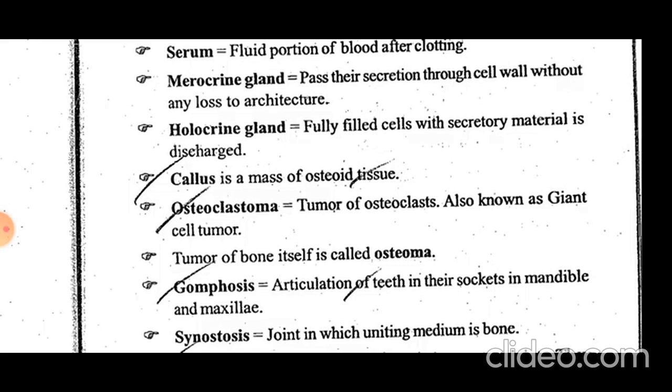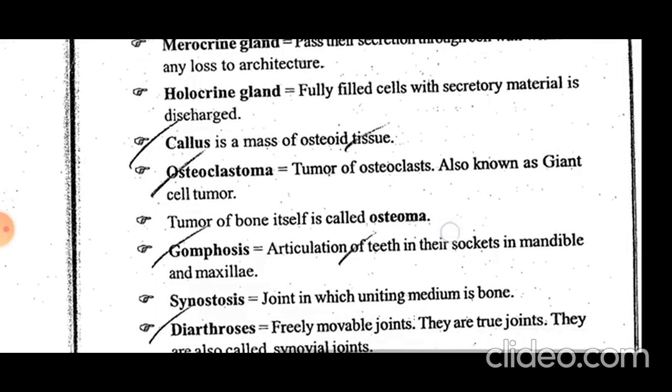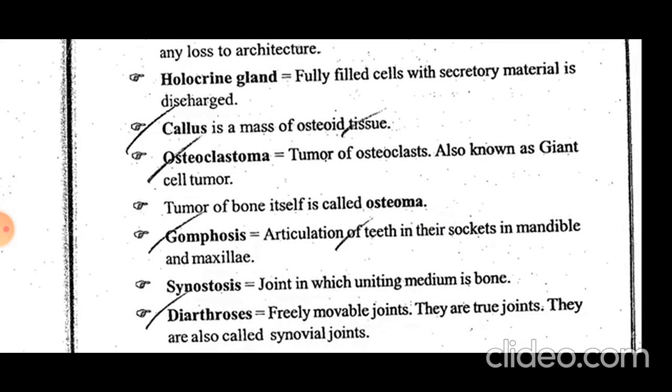Gomphosis is the articulation of teeth in their sockets in the mandible and maxilla. Simply, the articulation of teeth is gomphosis. Synostosis is the joint in which the uniting medium is bone. Uniting medium is bone is called synostosis.